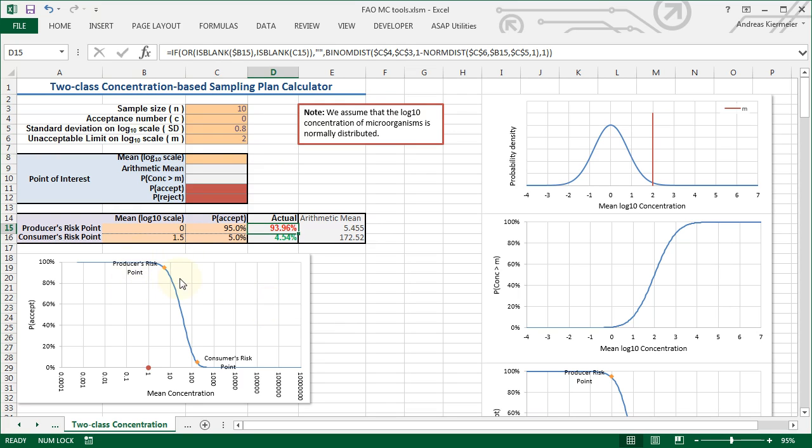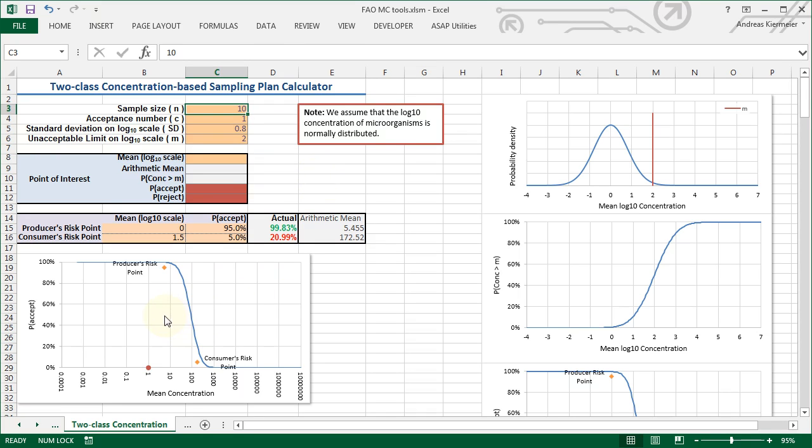We now see the producer's risk point on the OC curve here, and the current sampling plan that we have produces an actual probability that is only about 94%, or just slightly less than the 95% that we have specified. You might decide that this is close enough and that we shouldn't do anything else. Alternatively, if you do want this actual probability to be greater than 95%, we have to then increase the acceptance number.